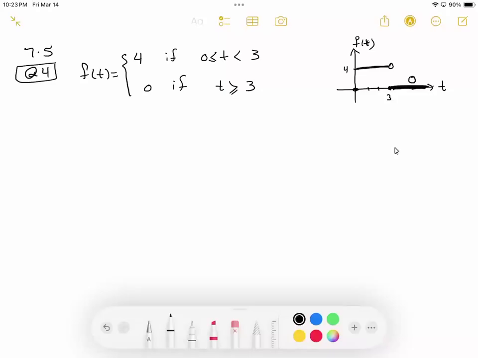So this is homework number 4 from section 7.5. We want to find the Laplace transform of the function f of t. So f of t is a piecewise function. It is 4 if t is between 0 and 3, and it is 0 if t is greater than 3.